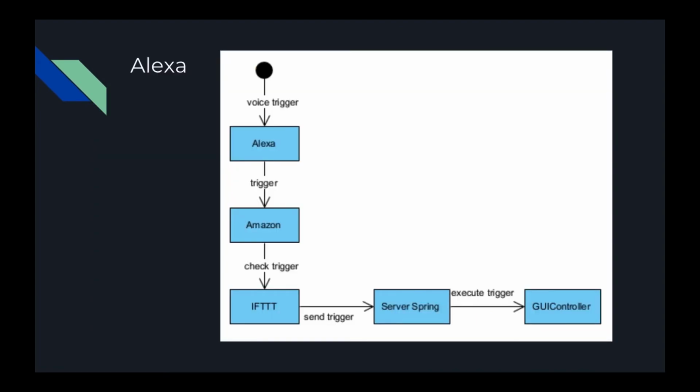The user gives a voice command to the Alexa Echo Dot, and Alexa sends the voice command to the Amazon Cloud, which is connected to IFTTT, which then proceeds to check if the trigger exists and sends a web request activated by the trigger to the Spring web server.